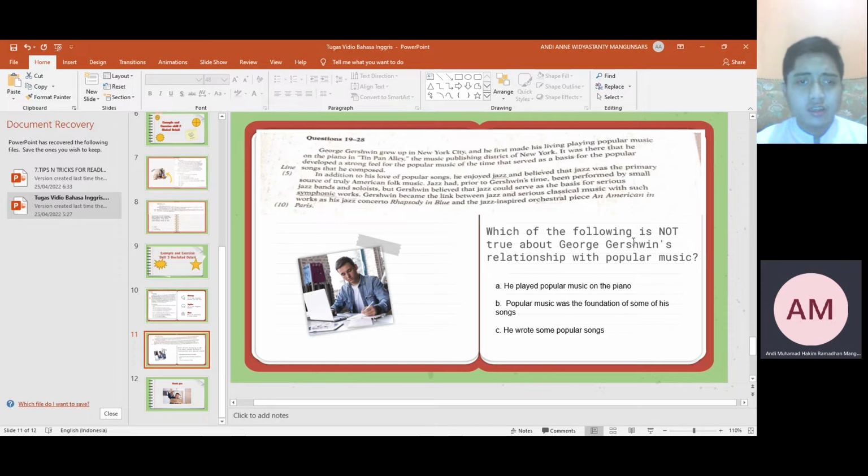George Gershwin grew up in New York City, and he first met popular music by playing on the piano. Okay, I'm sorry. The answer is C, he wrote some popular songs. That is not written, it's not wrote. This is played and performance of a foundation song. Okay, that's it.